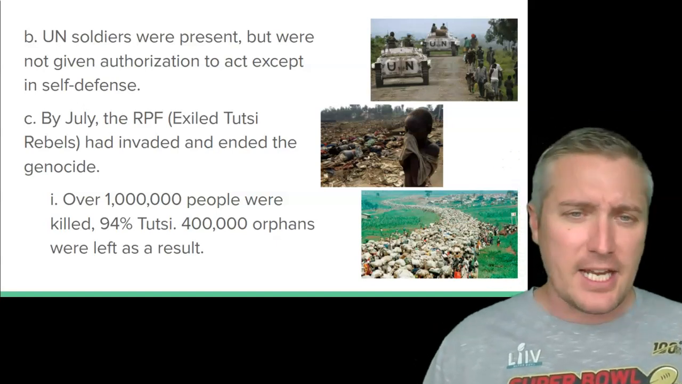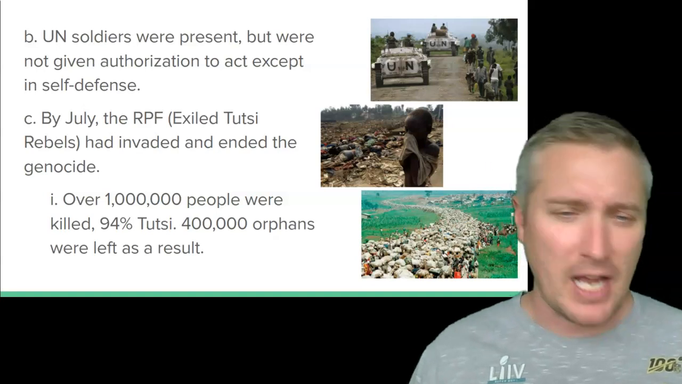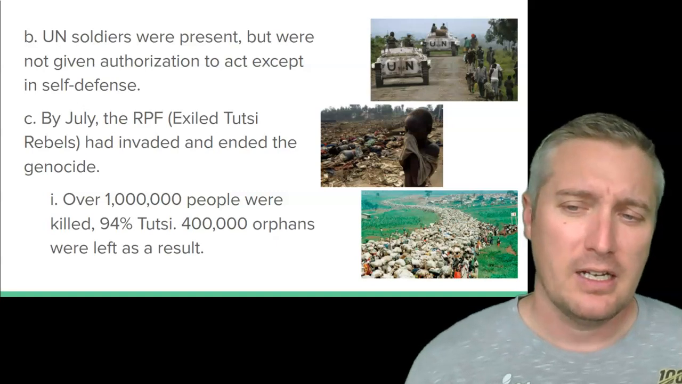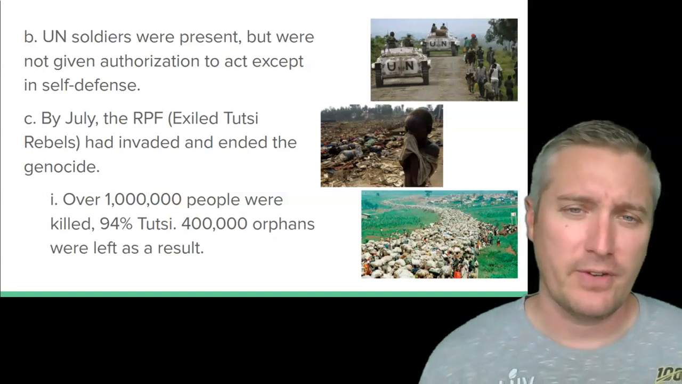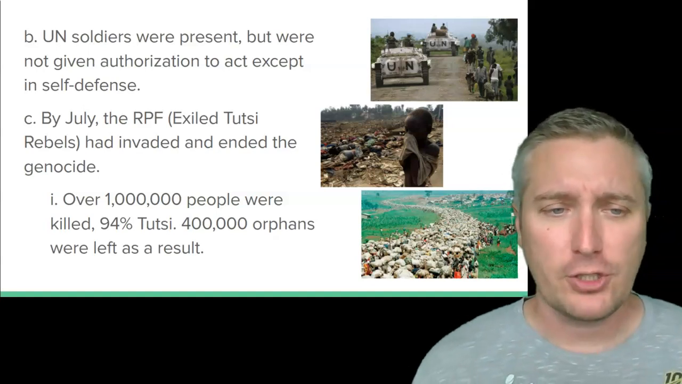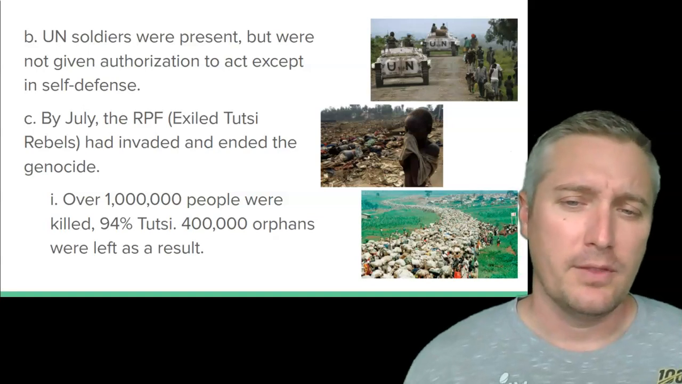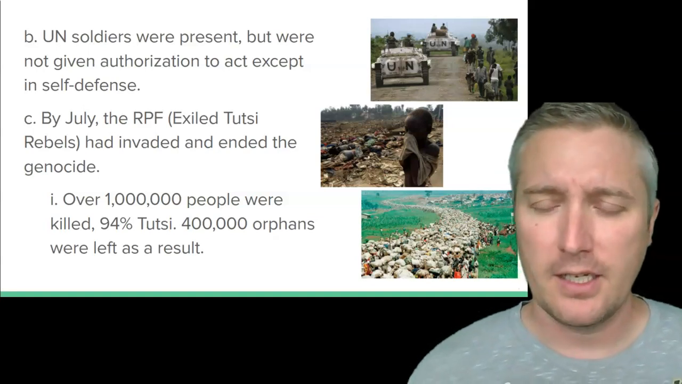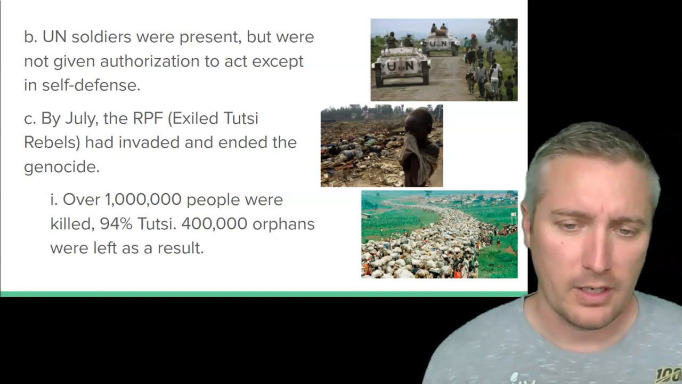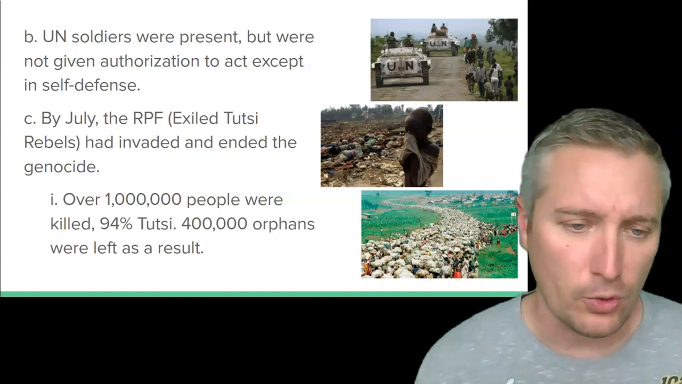The United Nations would send people in, but they were not authorized to actually stop anything. They were just sent in as kind of a peacekeeping force. The only way they were allowed to actually fire was if they were fired upon, self-defense. By July, you did have an end to the genocide. The remaining Tutsis up in Uganda invaded and helped end the genocide. But there were over 1 million people killed in this genocide in total.